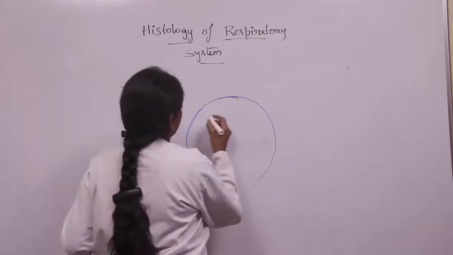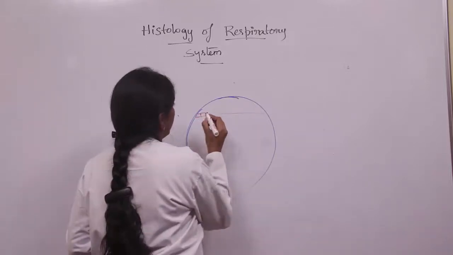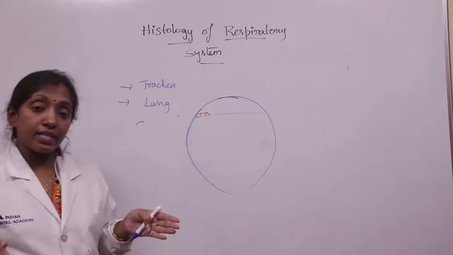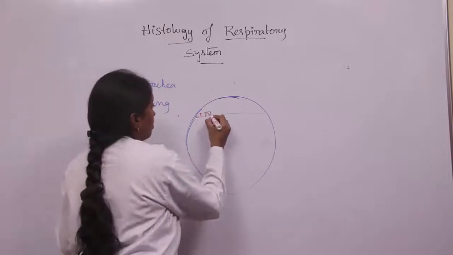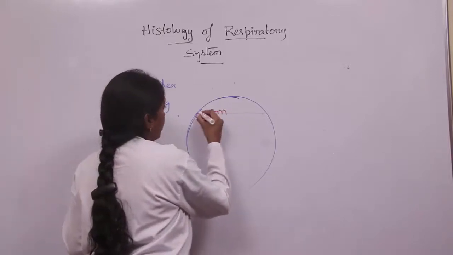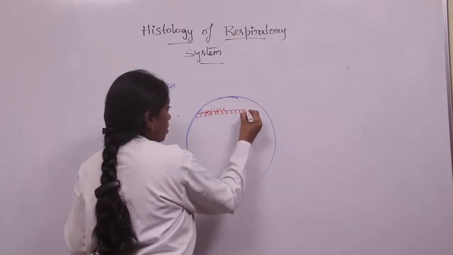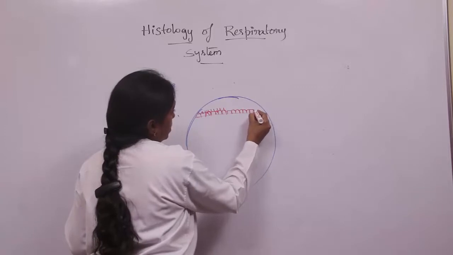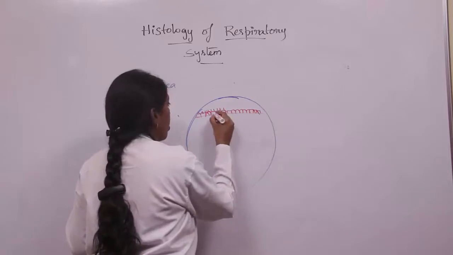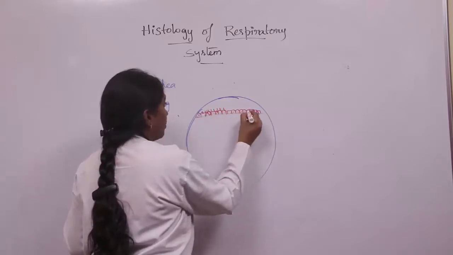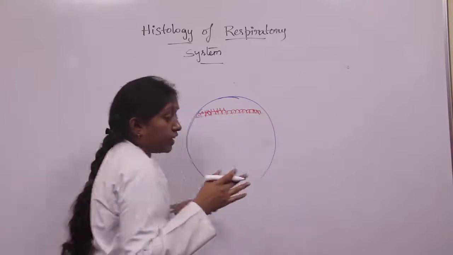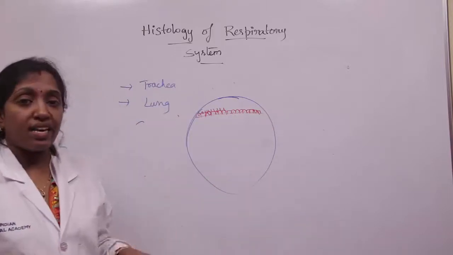We can see the epithelial cells. Here we know that the epithelial cells decrease in size. Here we can draw ciliated columnar epithelium, or also we can draw pseudostratified ciliated columnar epithelium, no problem. But the epithelial cells decrease in size as the bronchi starts dividing.